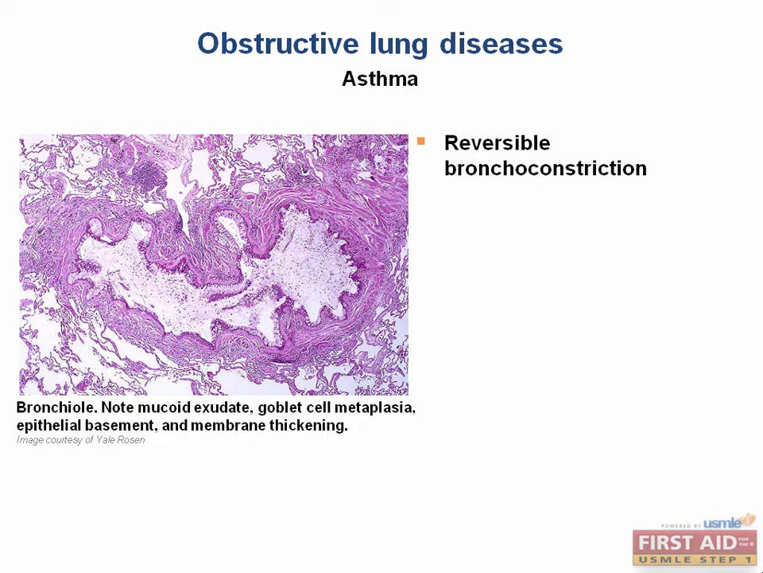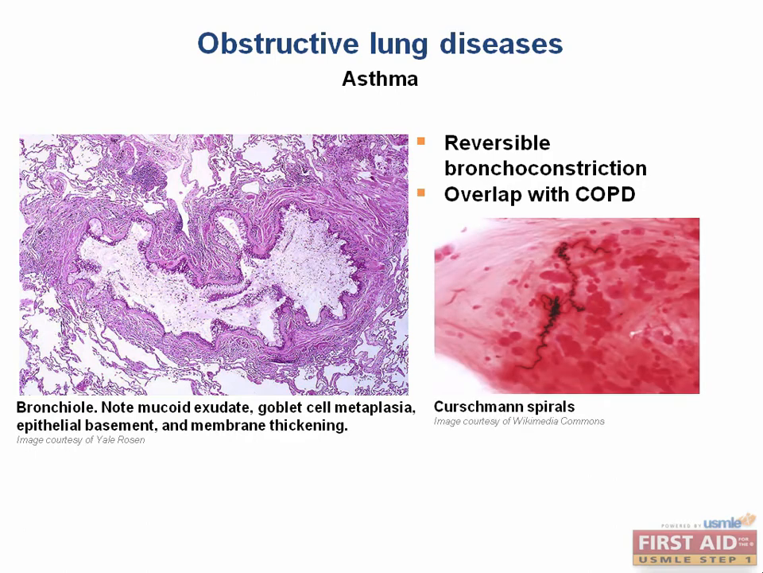Now remember, there's a spectrum of diseases where you can have a bit of overlap between the two conditions. The classic pathology associated with asthma is smooth muscle hypertrophy, airway inflammation, and mucus plugging. Curschmann spirals are shed epithelium that's a byproduct of mucus plugging. You can see the obvious corkscrew shape here.